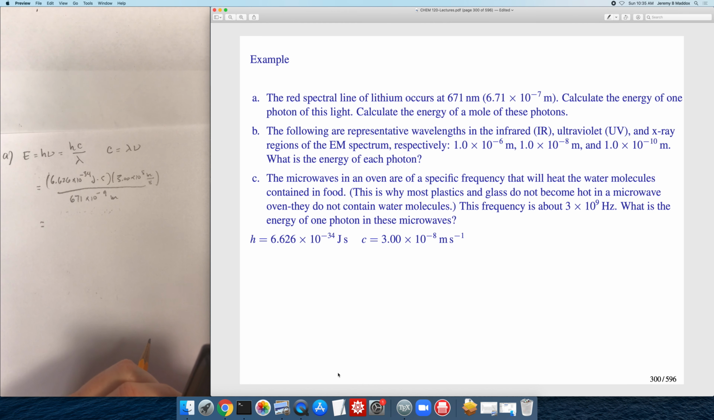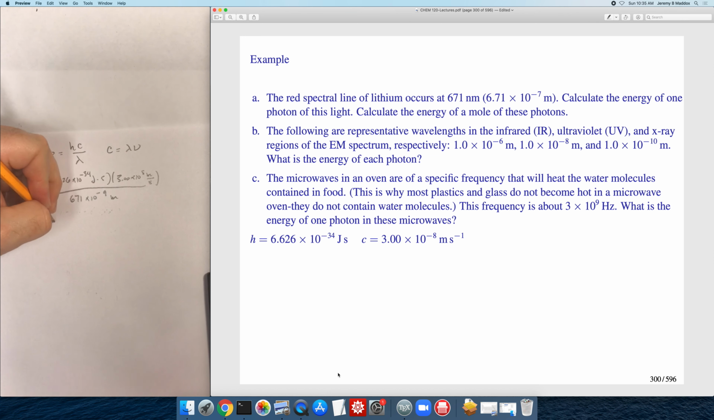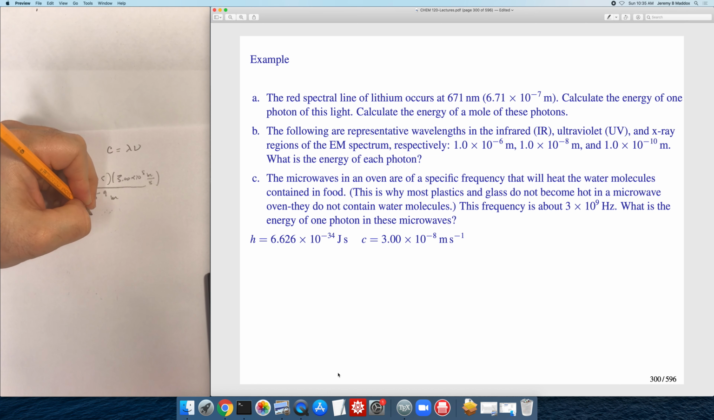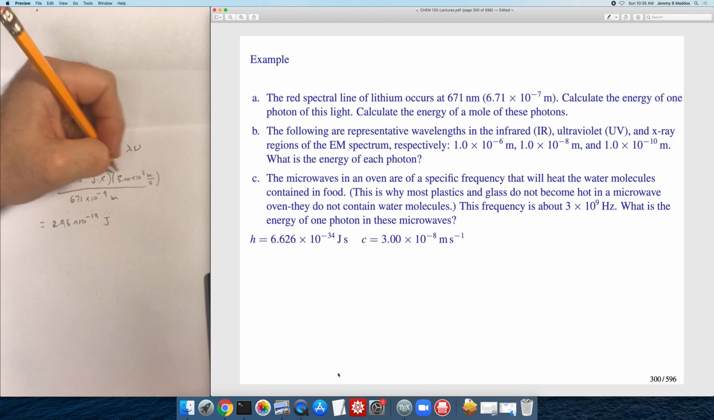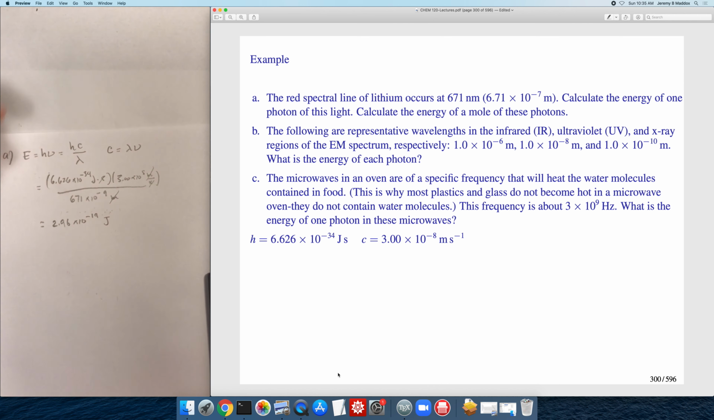That gives us 2.96 times 10 to the minus 19. This is going to be units of joules. Right? You see the seconds cancel, the meters cancel. The energy of the photon is expressed in joules, and one photon has a very small energy.